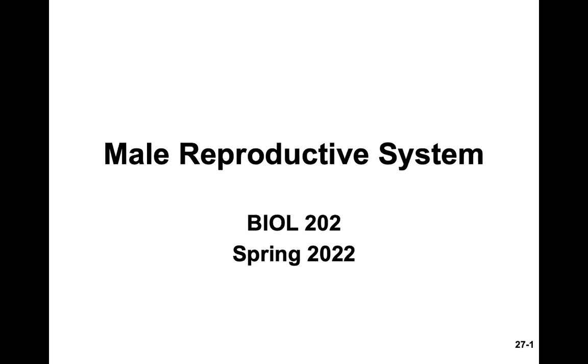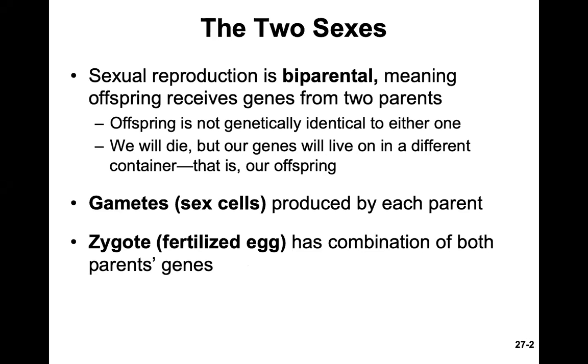Let's talk about the reproductive system and specifically the male reproductive system. So in humans or in any animal, basically if there is sexual reproduction, then it is what's termed biparental, meaning there are two parents that give some of their genetic material to their offspring.